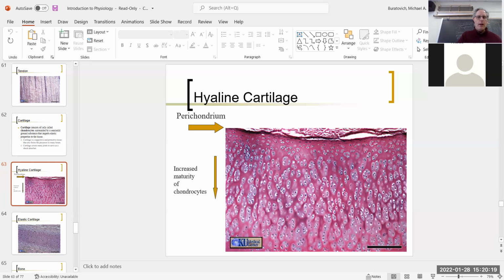Elastic cartilage has a dense network of branching elastic fibers that consists of a protein called elastin.